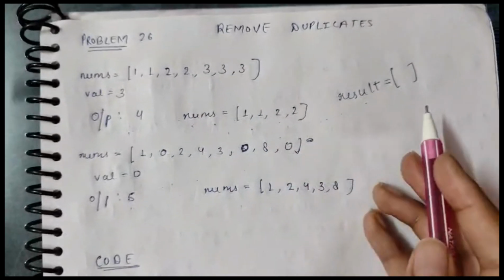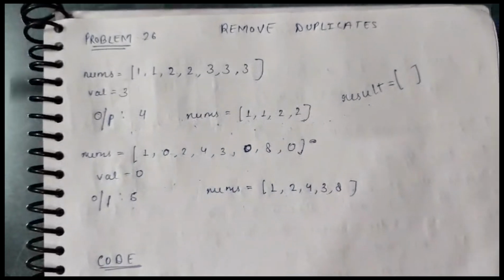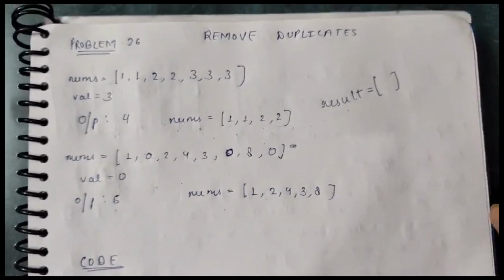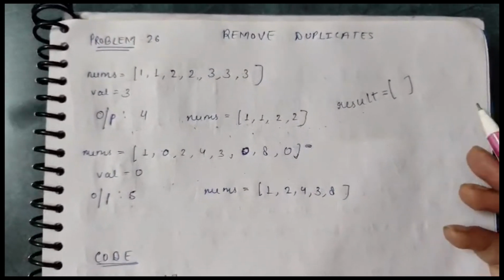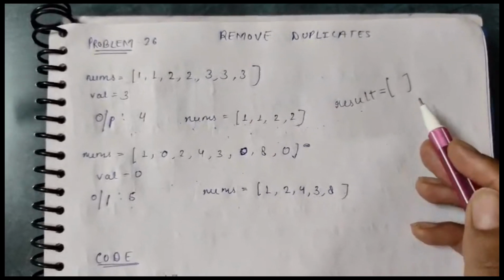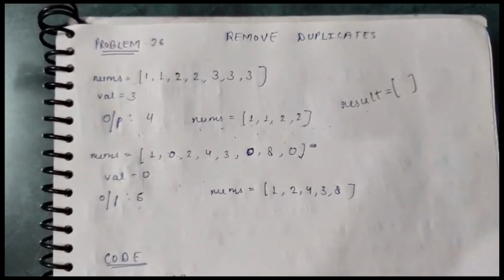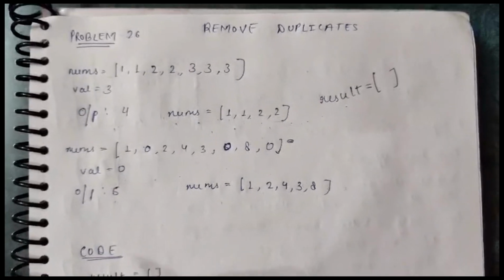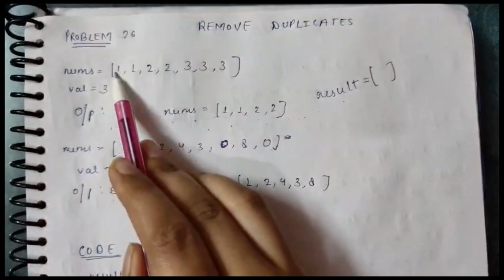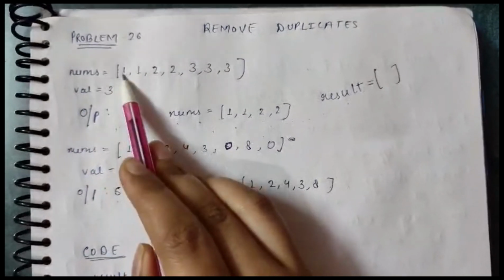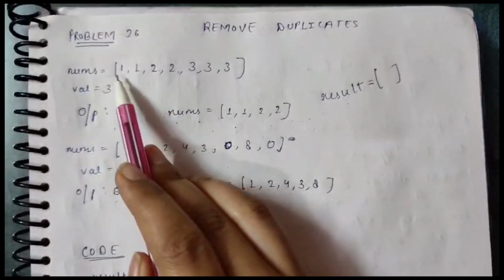So the brute force approach that I had thought of is, let's make an empty list result. It's an empty array, or we can say it is an empty list. In Python we call it a list. Then we traverse our array nums. For every value we check if it is equal to this value, and if so, we do not append it.